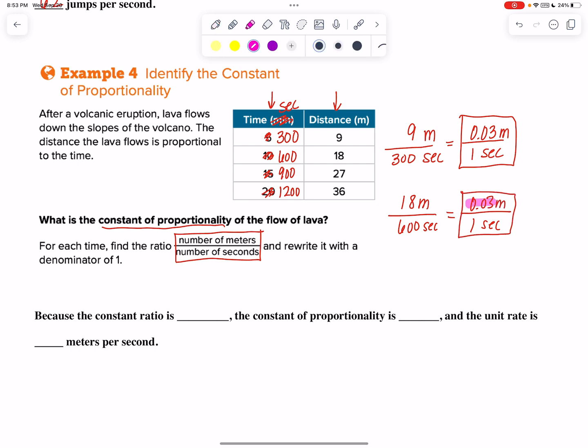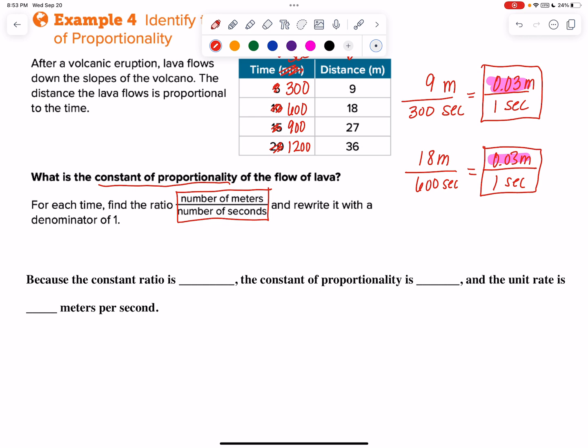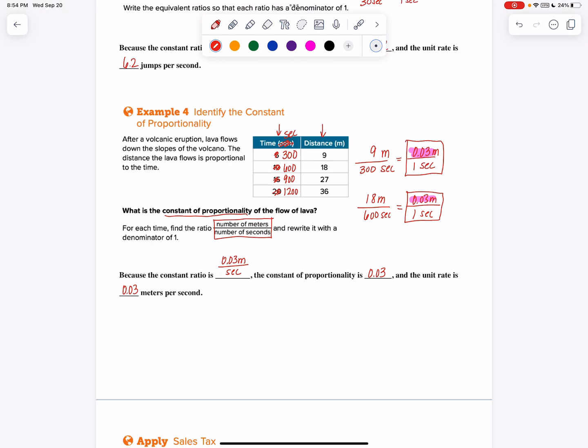Where's my constant of proportionality? Right on top. Okay, so let's go ahead and write our statement here. Because the constant ratio is 0.03 meters per second, the constant of proportionality is 0.03, and the unit rate is 0.03 meters per second.